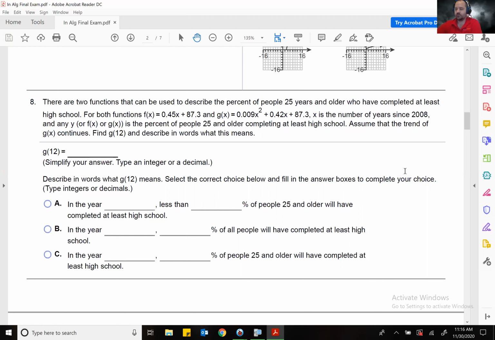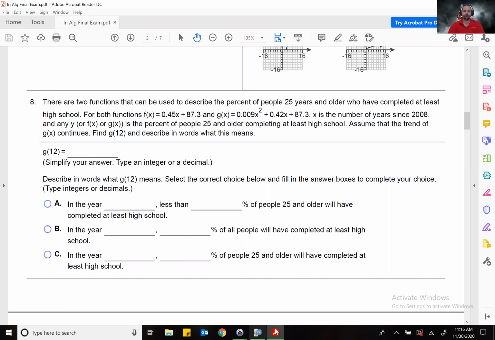Years since 2008. And Y, or f of x or g of x, is the percent of people 25 or older completing at least high school. Assume that the trend continues for G, which is fine. It says find G of 12 and describe in words what it means.